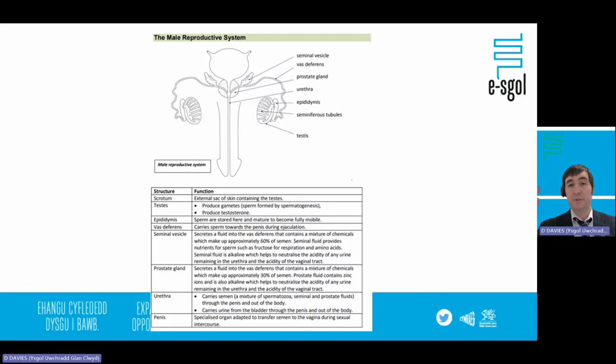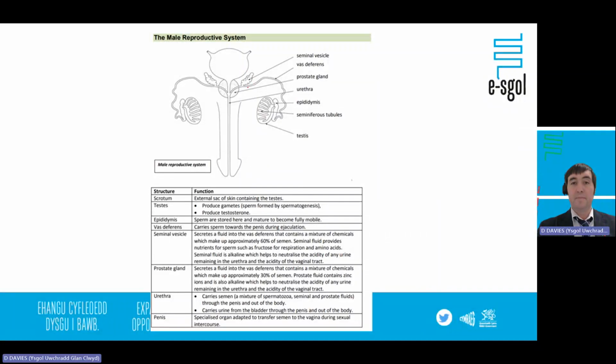Then you have a tube that goes from the testes all the way up around here, and that is known as the vas deferens. The vas deferens is a tube that leads from the testis to the base of the penis. So when people have a vasectomy, it's that tube that's tied off, basically. Vasectomy means the sperm won't get down the penis and cause fertilization.